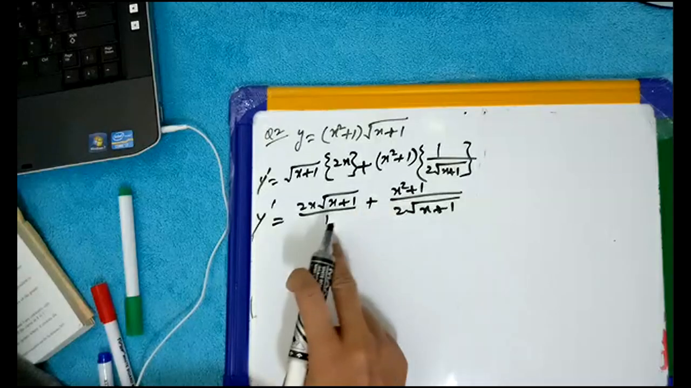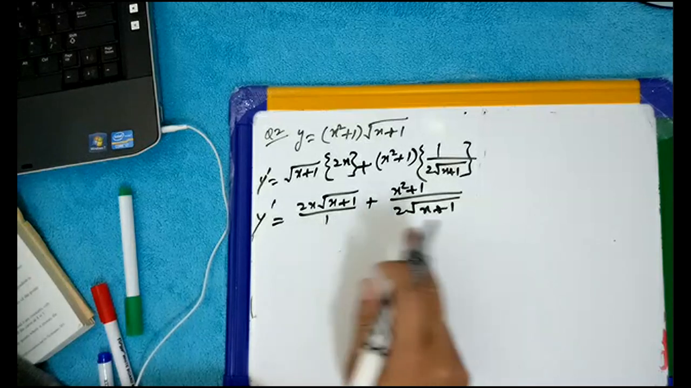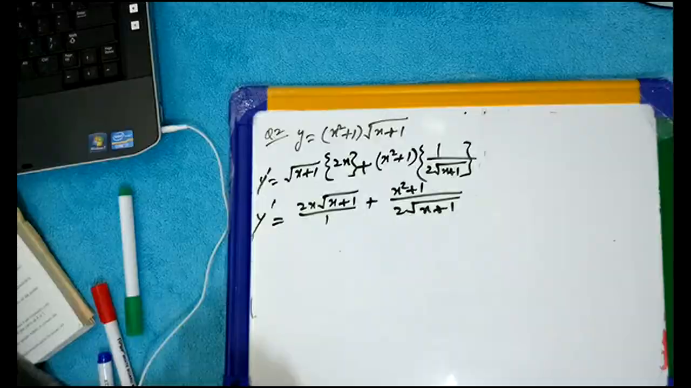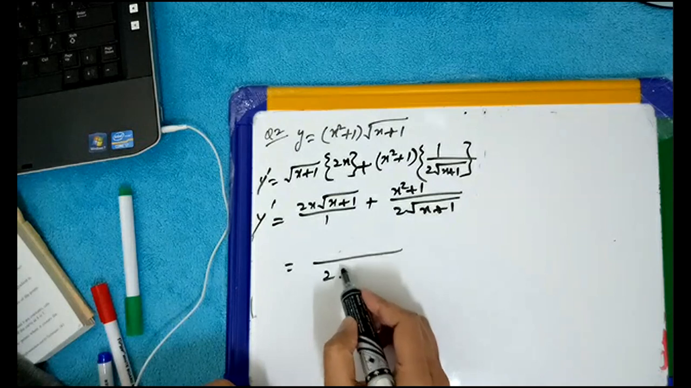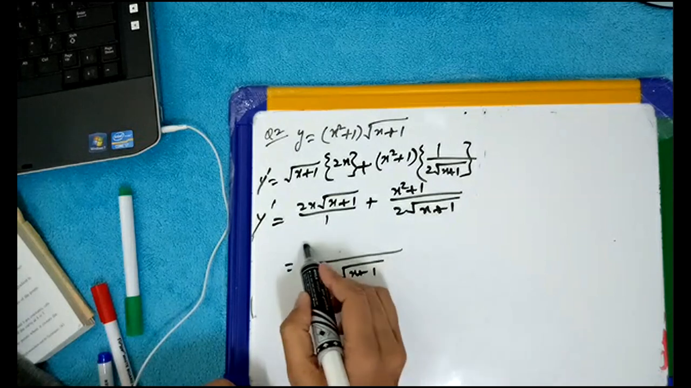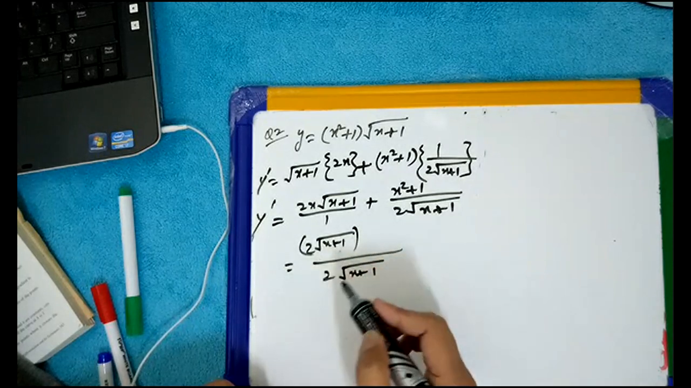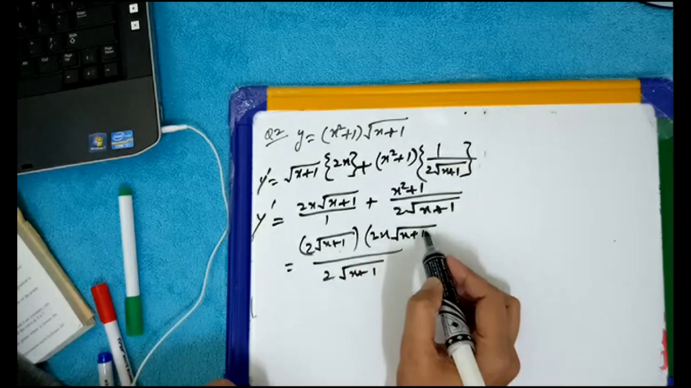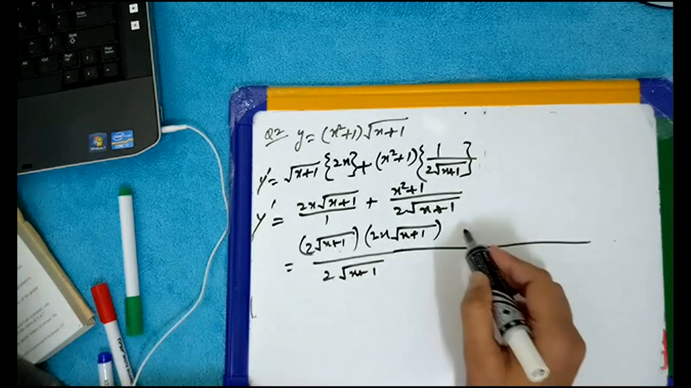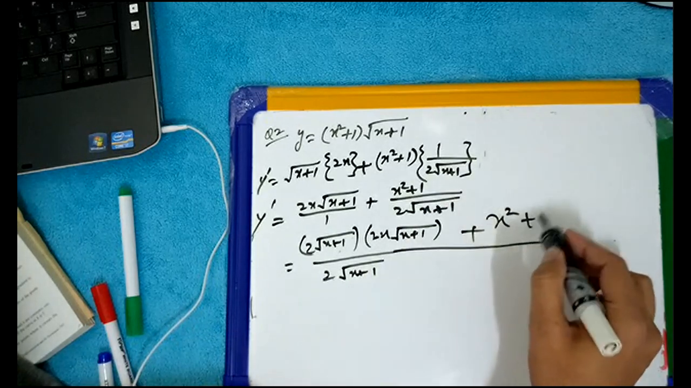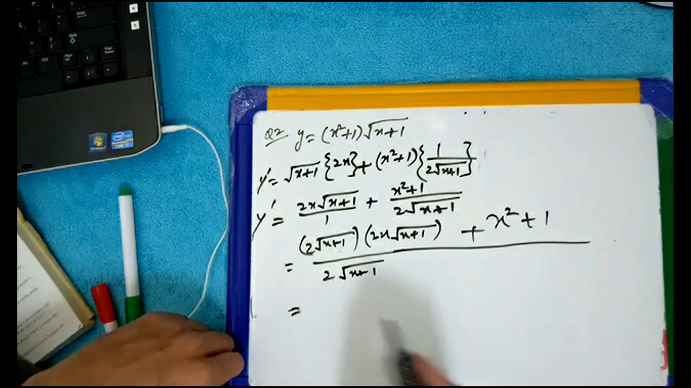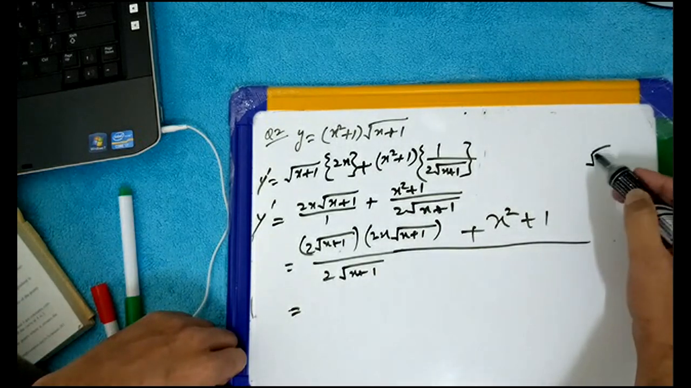Now I want to make these two denominators the same, as we do in the junior classes. So I will take the same thing, multiply and divide up and down. I will do 2 under root x plus 1 over here and 2 under root x plus 1 over here also. I multiply this and this, and then this one. I think you know 2x. Yeah, x plus 1. And then this one, x squared plus 1.